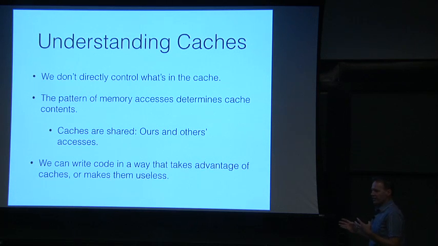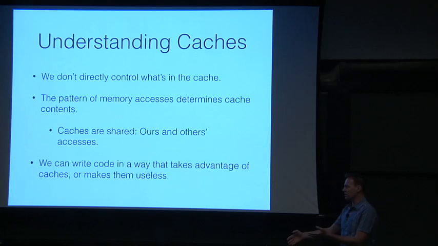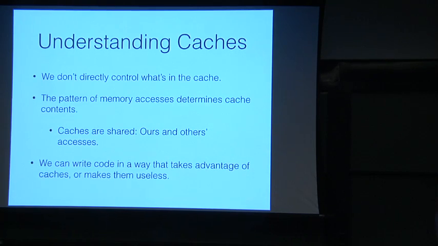So understanding the cache, we don't get to say what's in the cache. We basically ask the memory system, which includes all the caches, for a particular memory address, and we get something back sometime later. And the pattern of memory accesses determines what's in the cache. It's entirely the pattern, what is asked for when, that determines what will be in the cache. It's deterministic up to timing, interrupts, and things like this.